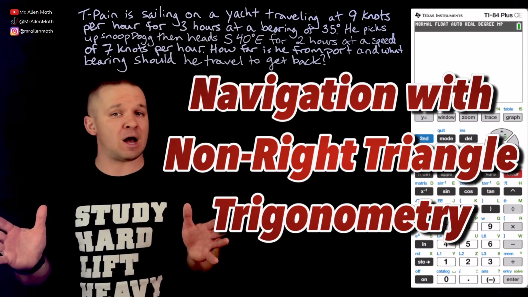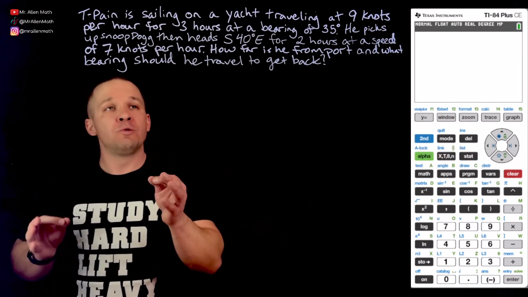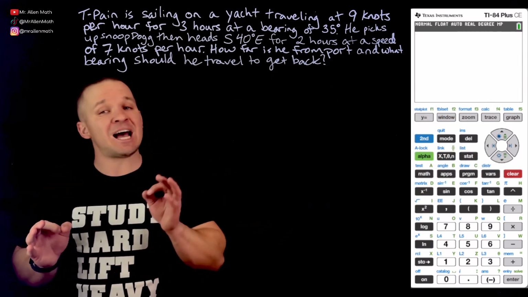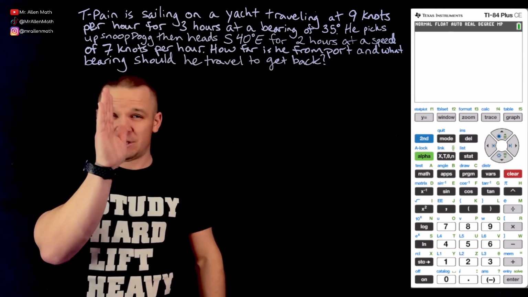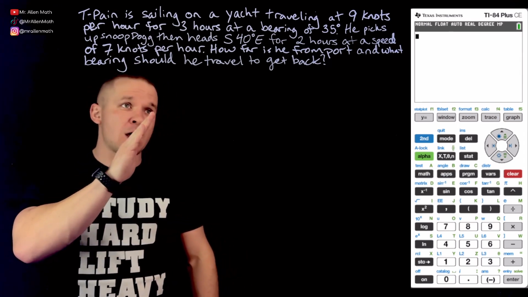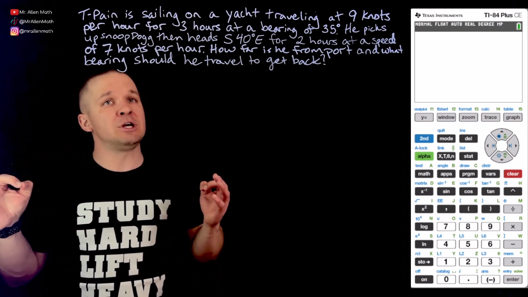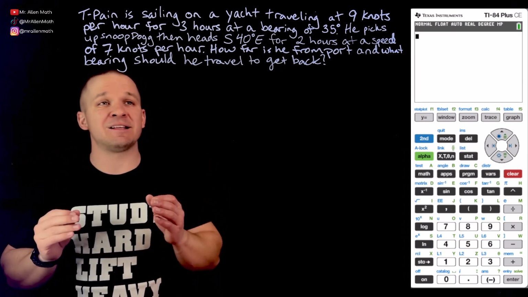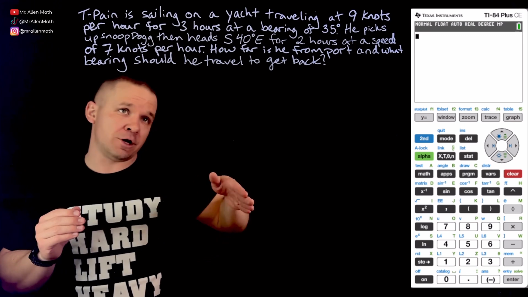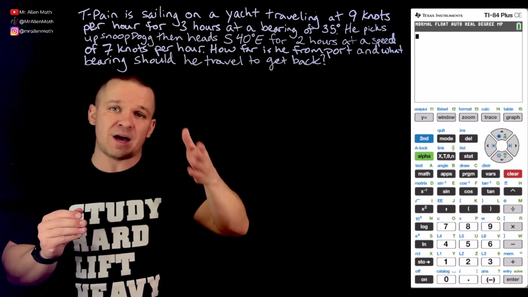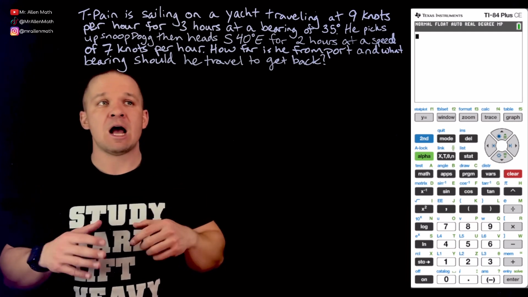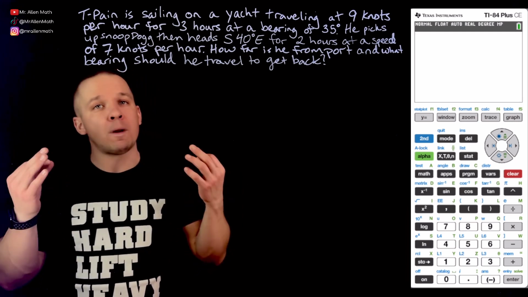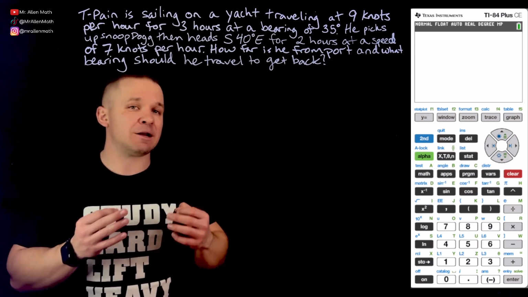We got a navigation problem here with the one and only T-Pain, who is sailing on a yacht, traveling at 9 knots per hour for 3 hours at a bearing of 35 degrees. So that's 35 degrees off of north. He then picks up Snoop Dogg, and then heads south 40 degrees east. So you're 40 degrees off of that south line there for 2 hours at a speed of 7 knots per hour. How far is he from port? And what bearing should he travel to get back?